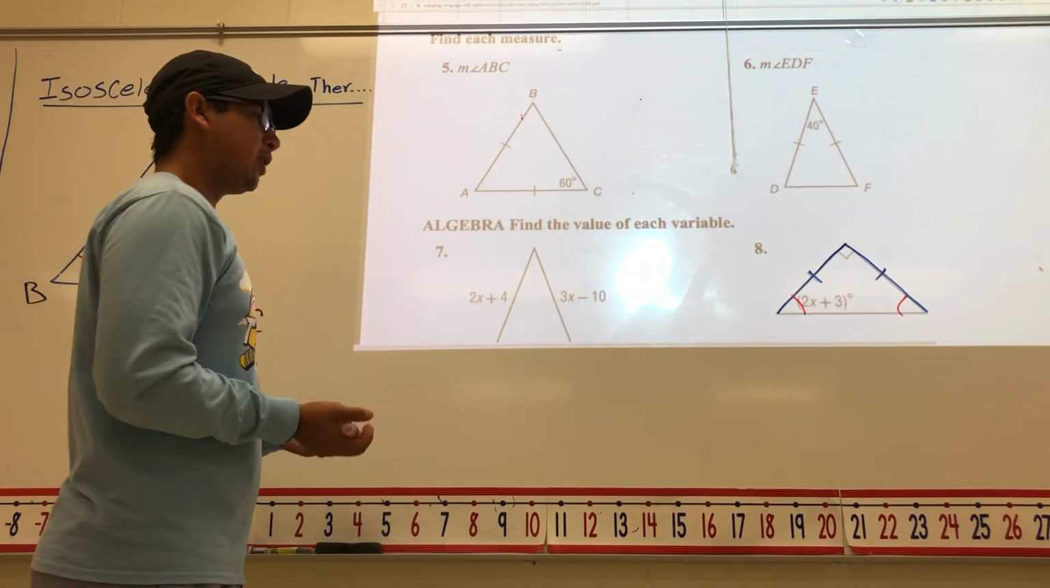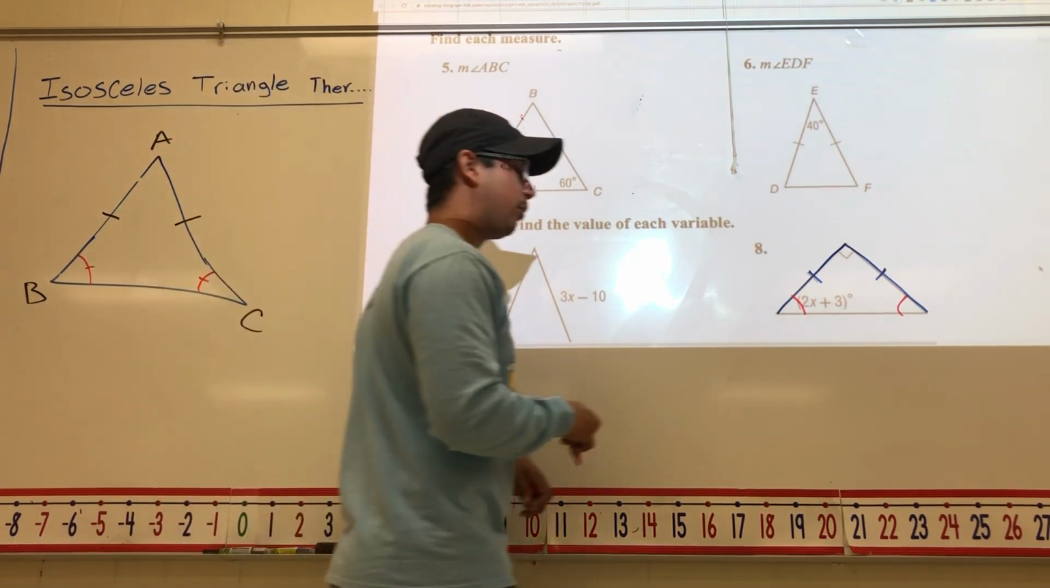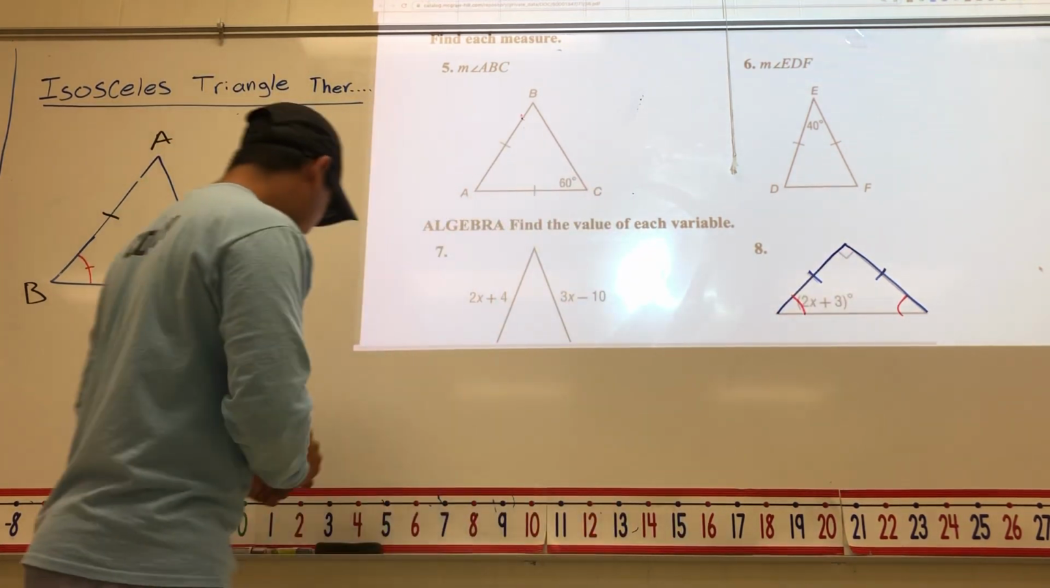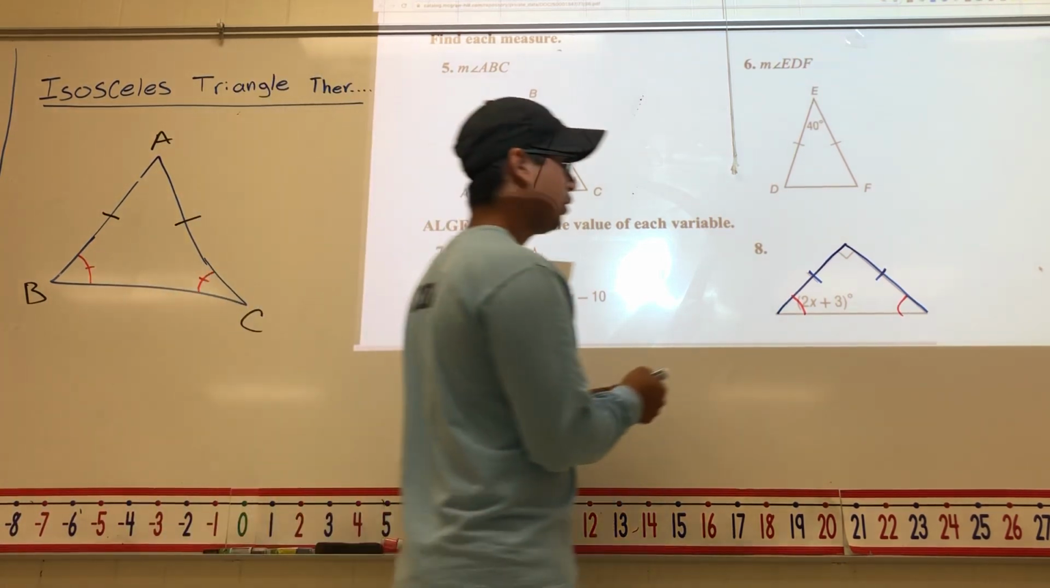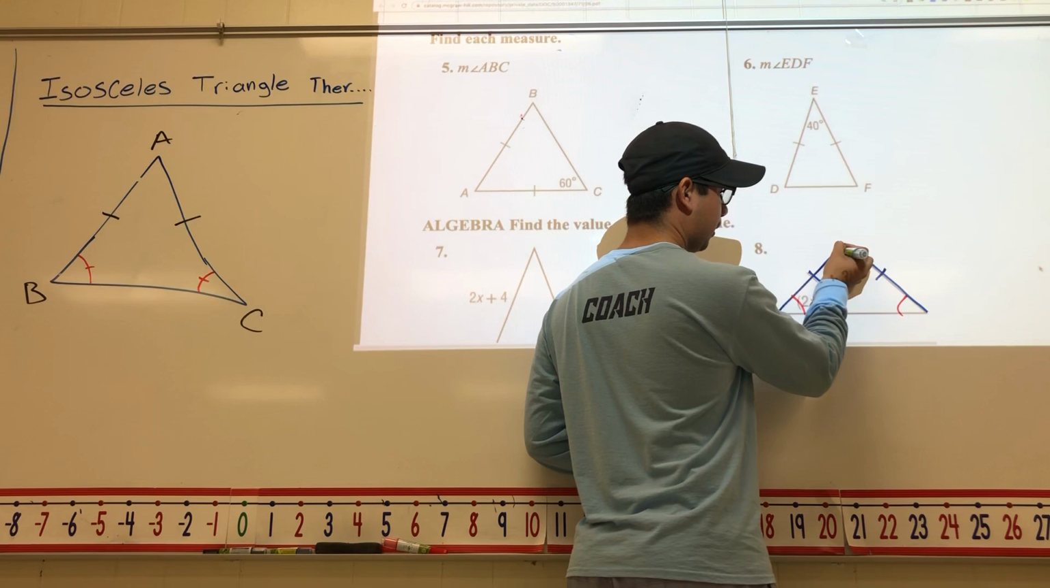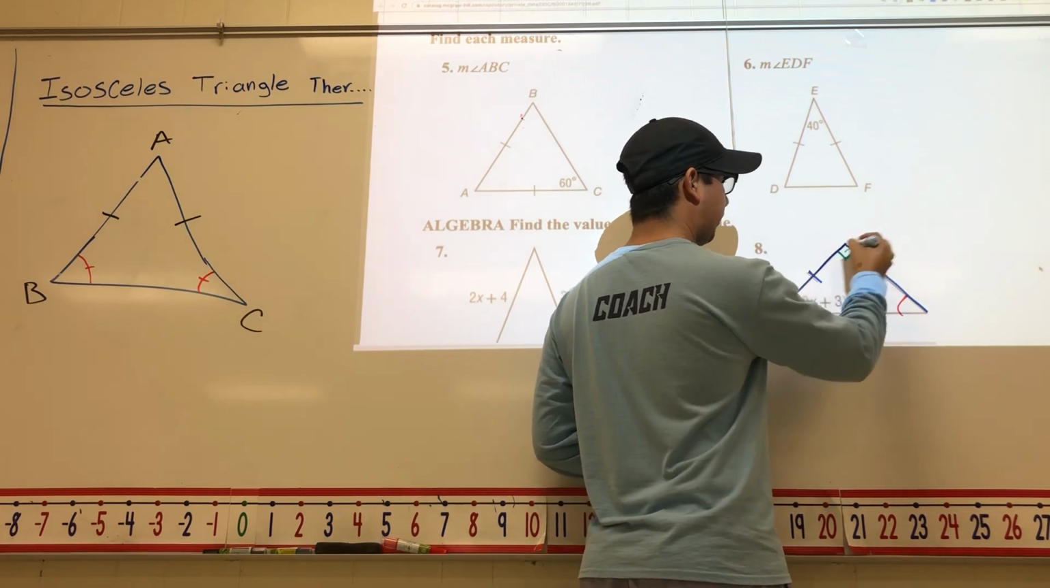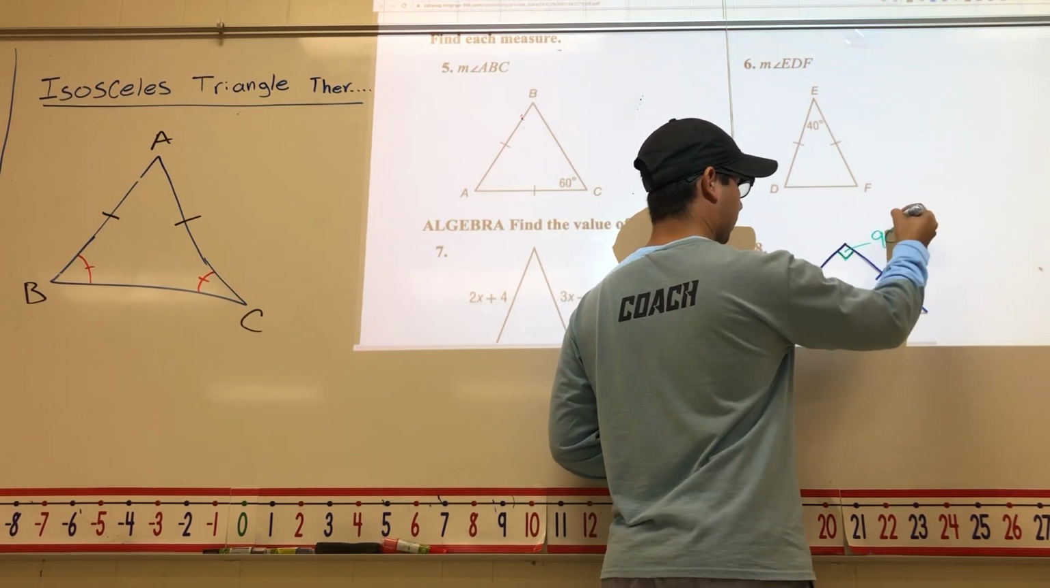And so one more important thing. That angle right there, we know how much it measures. It actually measures 90 degrees. And how do we know that? It has that little square right there. So that right there measures 90 degrees.